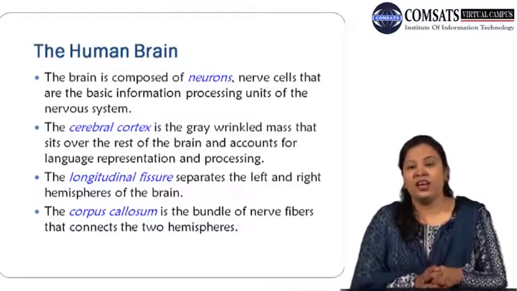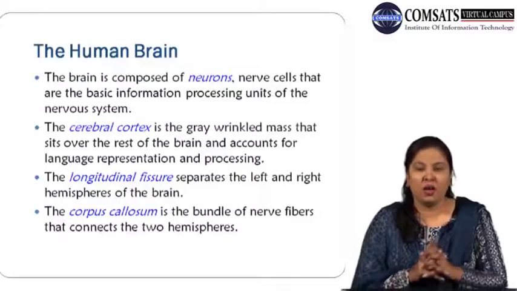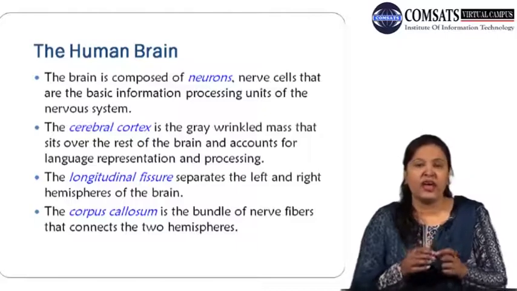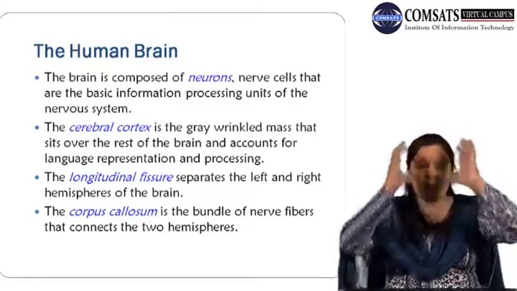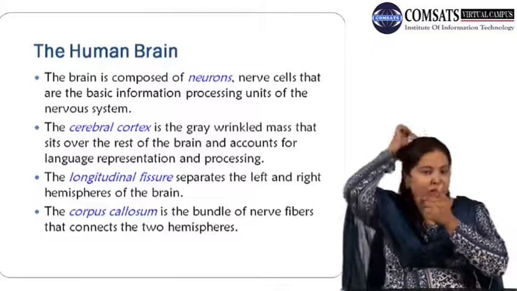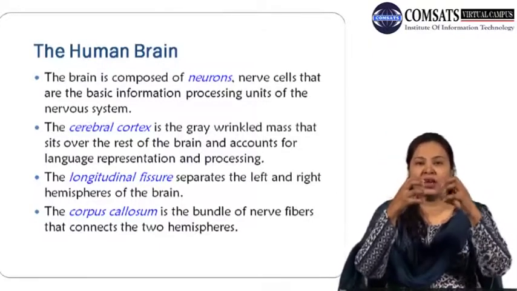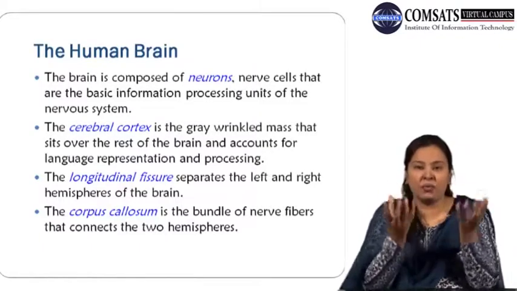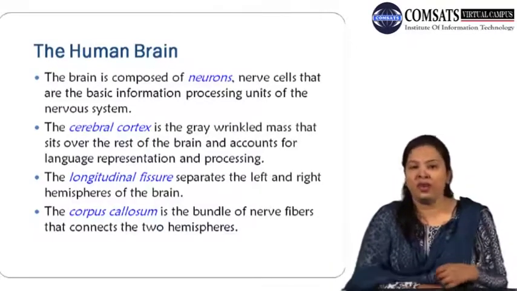Then another important structure in the brain is the longitudinal fissure. Longitudinal means in the direction of length, and it separates the brain. If we consider this the brain, then in between there is a line, and the whole brain is divided into two parts, the left hemisphere and the right hemisphere. The line dividing these two hemispheres of the brain is known as the longitudinal fissure.